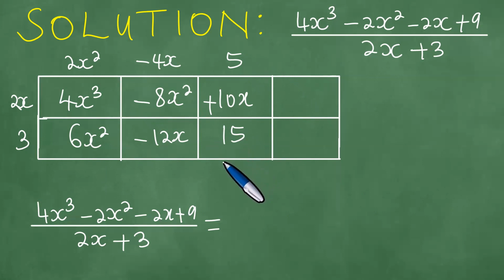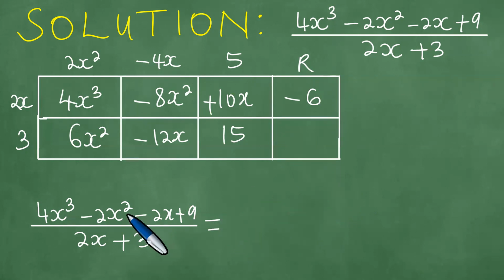Now what do we do? We look also at the fact that we have a 9 here. So what do we add to the 15 so that we get a 9? We need to subtract a 6. And so this is the remainder here. Now, as a consequence, what is the answer to this?